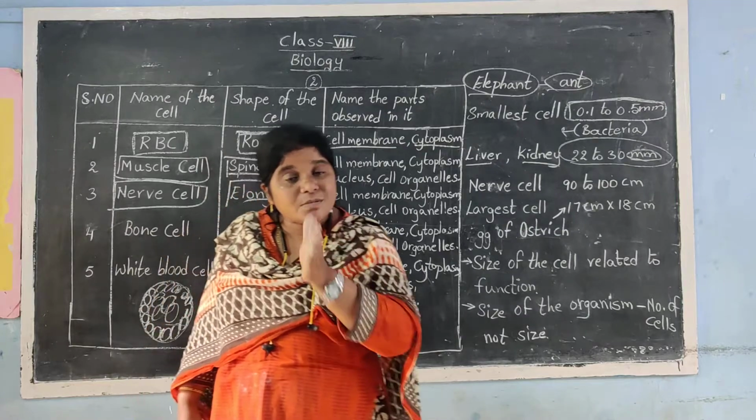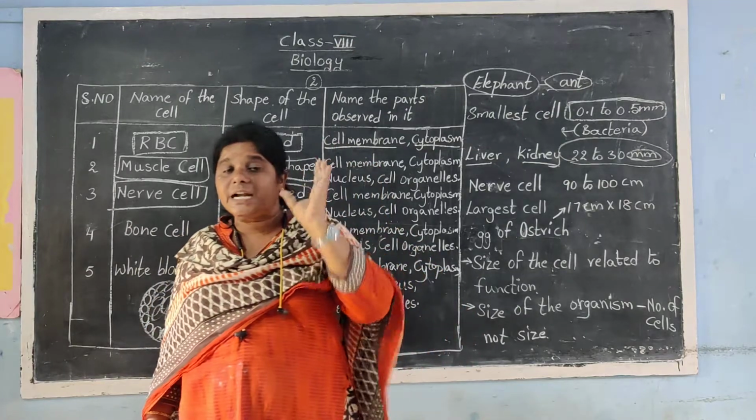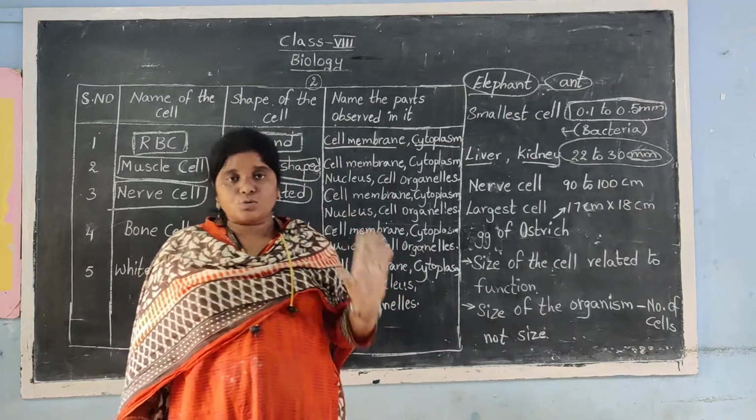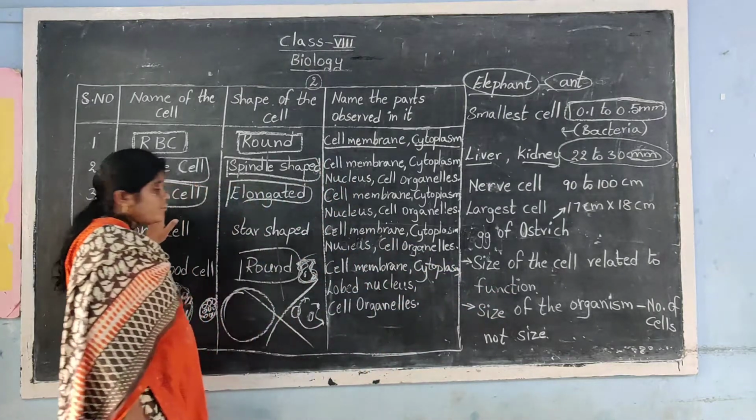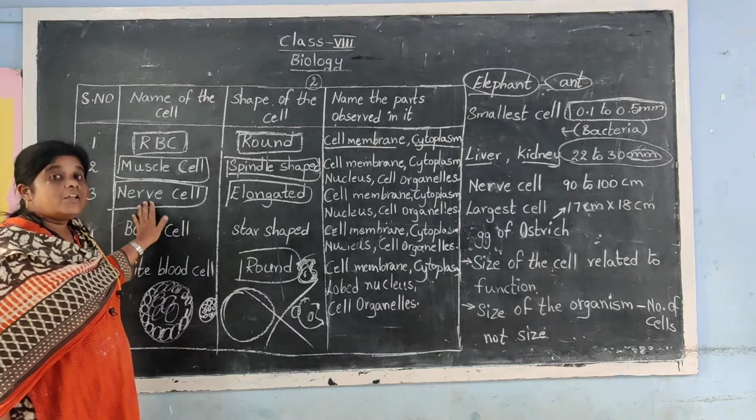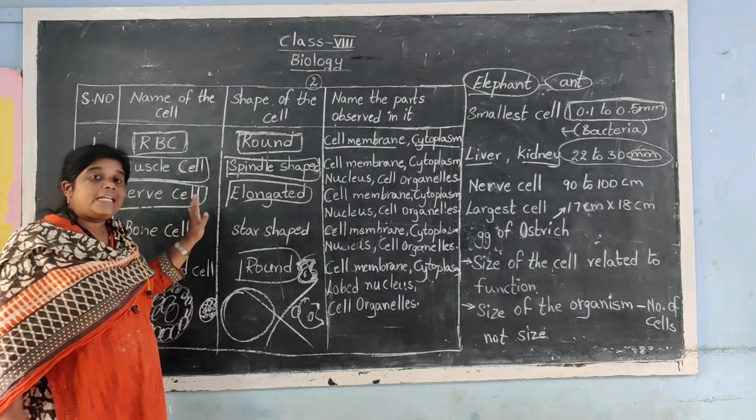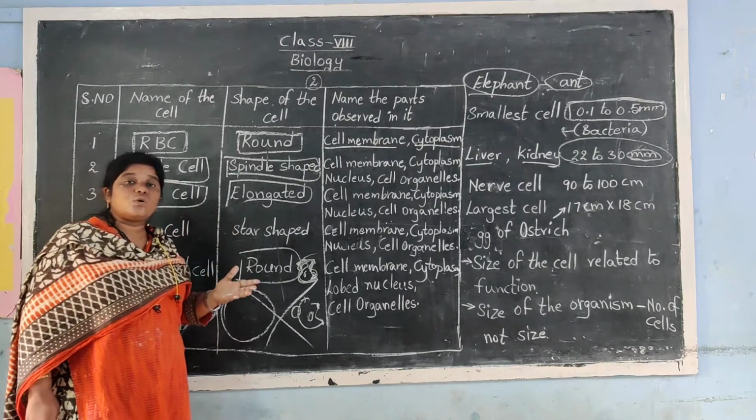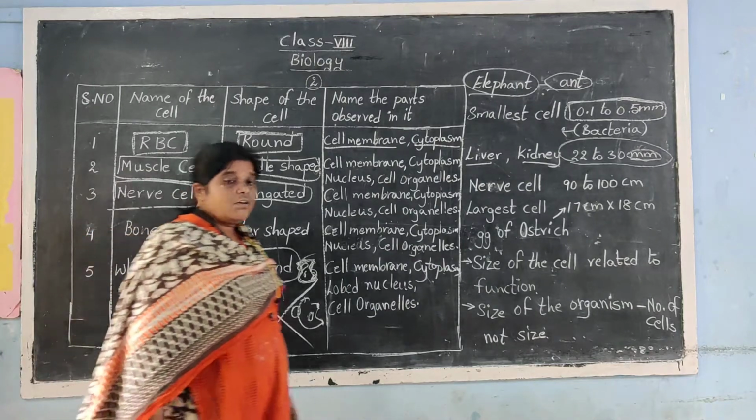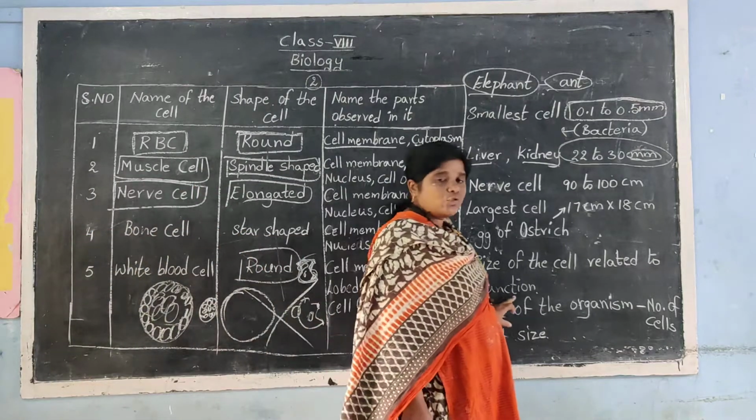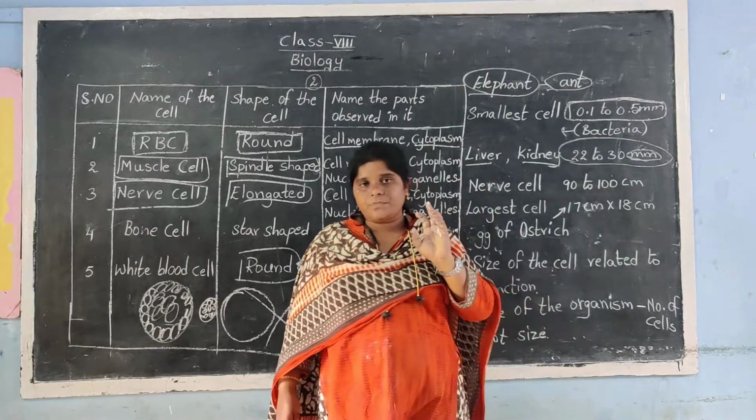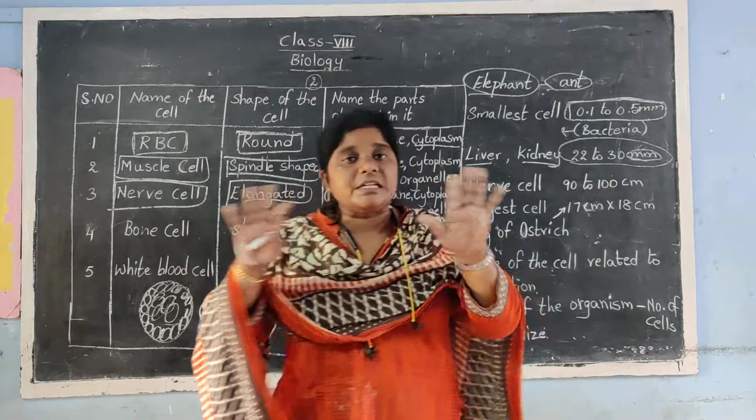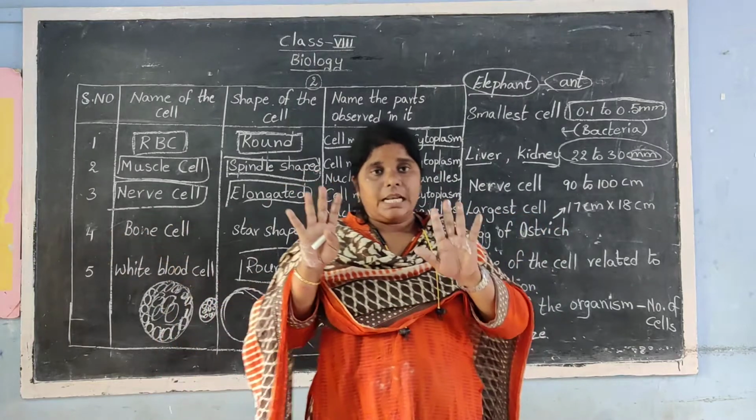The invisible ones can be seen only under an electron microscope. So by this we can understand that cells are of different shapes, different sizes, and everyone is designed to have its own different function. So the size of the cell is related to function. By this we have completed the whole first lesson.